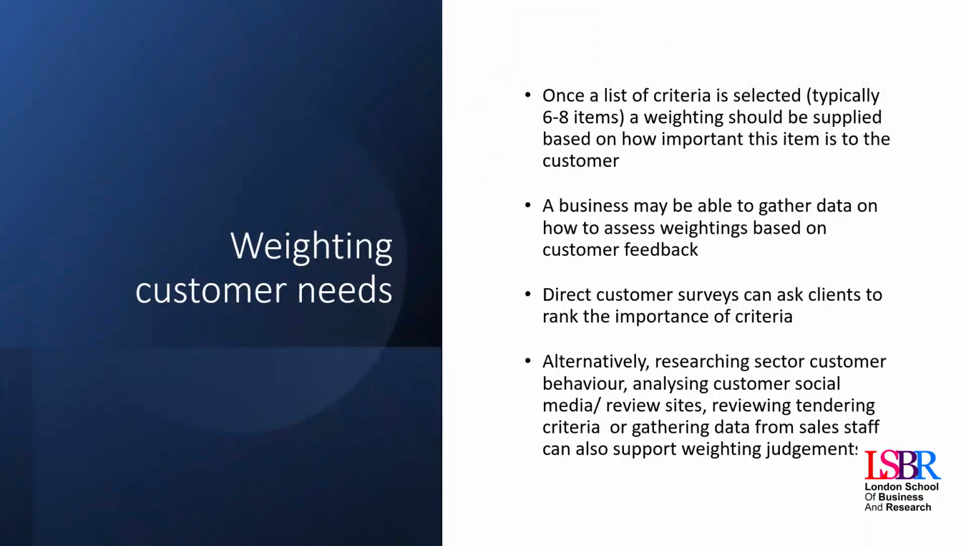We then have to weight customer needs. So what do you mean by weighting? Well, weighting is generating a list of criteria, usually between 6 to 8 items. And what we do with that is we would weight it based on how important something is to the customer.